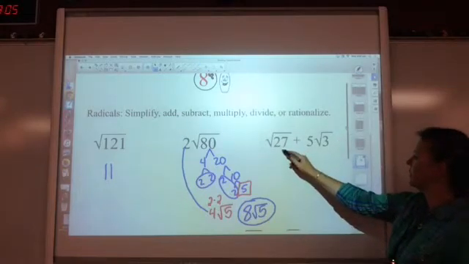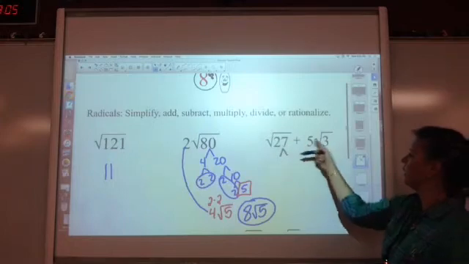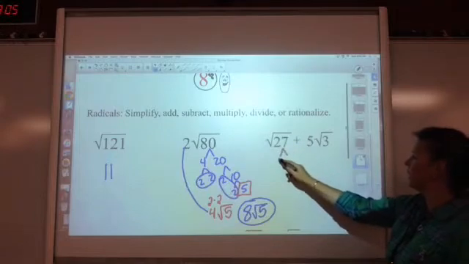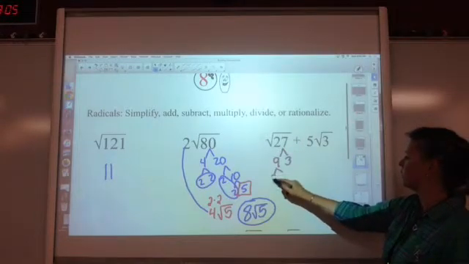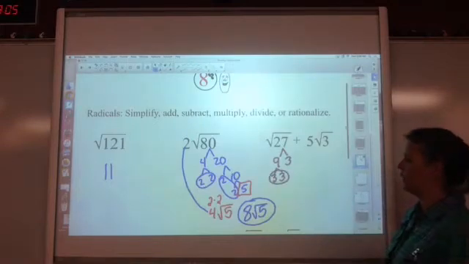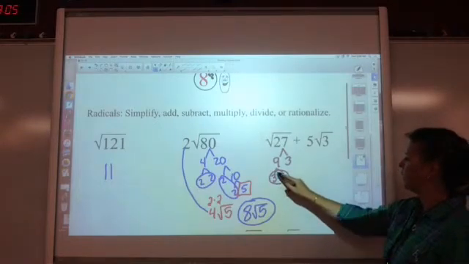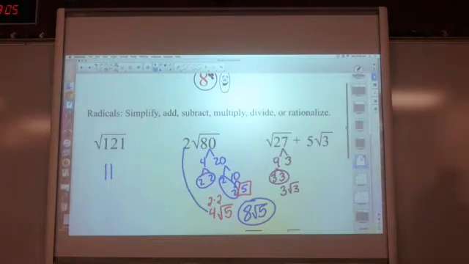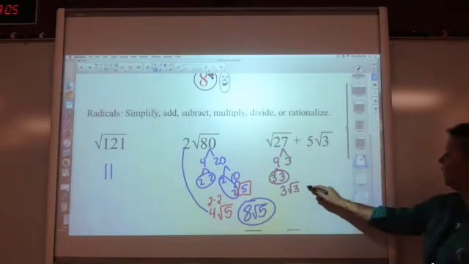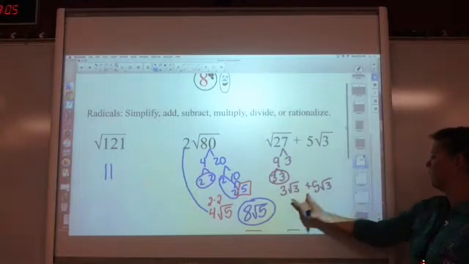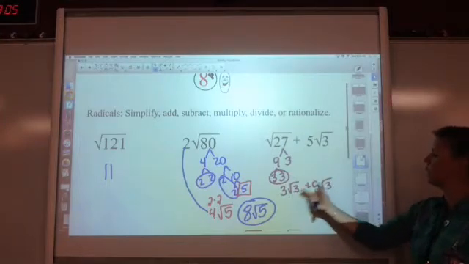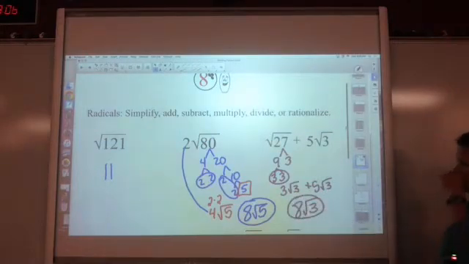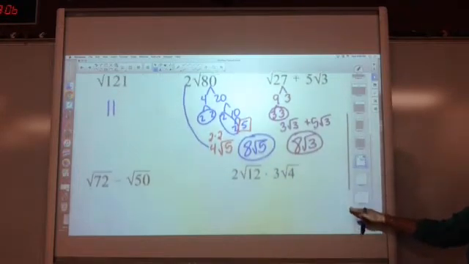Same idea over here with 27. You cannot add these together if they're not like terms. Square root of 27 is not like the square root of 3. So we break that down into 9 times 3, which also breaks into 3 times 3. And now you have a pair of 3's. Since you have a pair of 3's, the square root of that is 3, square root of 3. Now it's like 5 square root of 3. So if you had 3 square roots of 3 and somebody else had 5 square roots of 3 and you put those all together, you would end up with 8 square roots of 3. Like terms are needed to add and subtract.